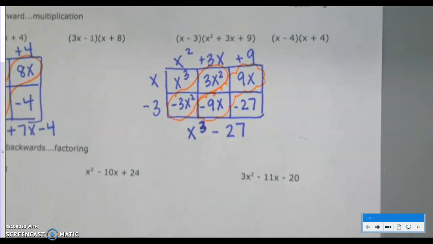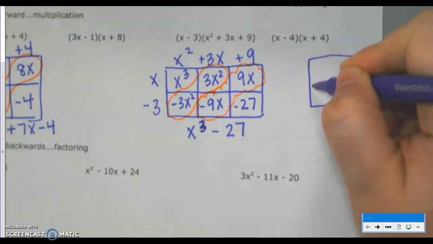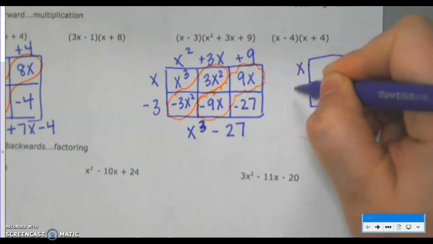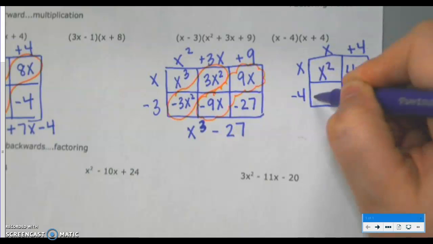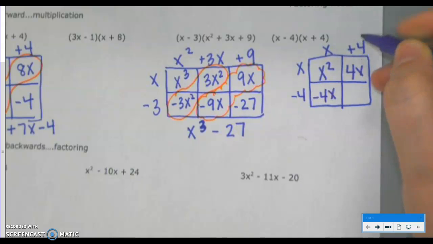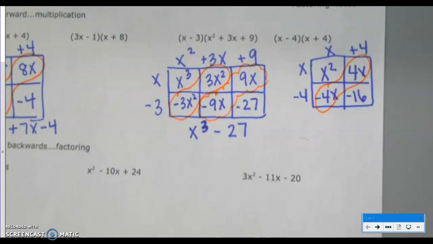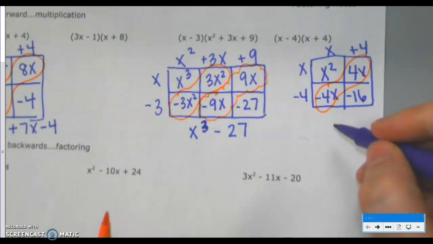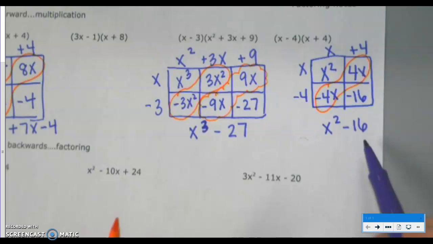All right, the next one, x minus 4 times x plus 4. 2 by 2: x times x, 4 times x, negative 4x, and negative 4 times positive 4 is negative 16. So again, my like terms are going to cancel each other out. So my final answer for this one is x squared minus 16. This would be a difference of 2 squares.